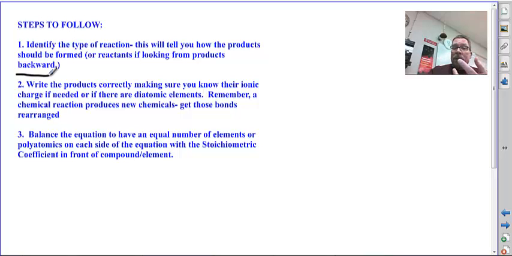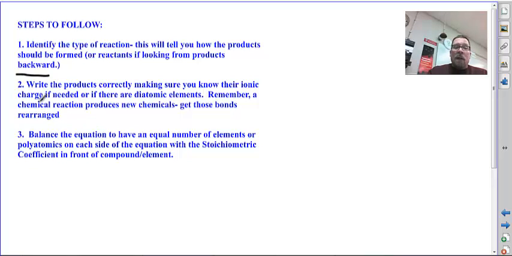You can make something, so create bonds and make a larger compound. You can break something, or separate some bonds, and break a compound into smaller parts. Or you can rearrange, which means you can break some bonds and then rearrange them and hook different ions to different things. Okay? So that's step one, and we went through that video and named the five types that we're actually going to look at: synthesis, decomposition, single replacement, double replacement, and combustion.